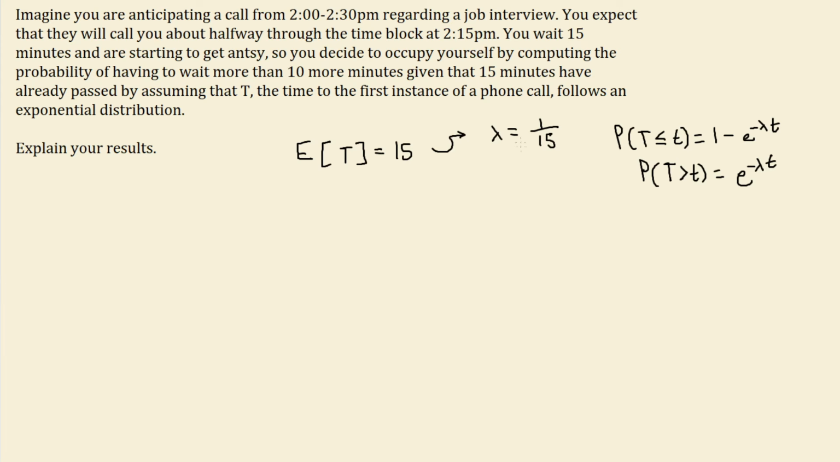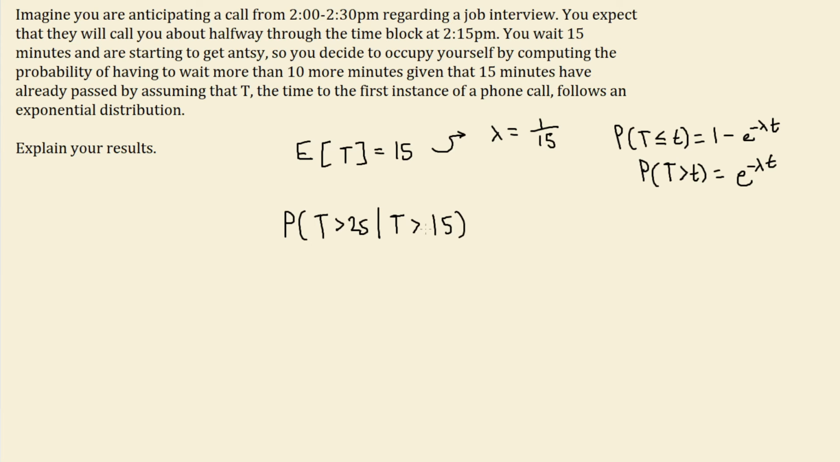And so we figured out what the rate parameter is, which means we have a probability density function to model this situation. And now we've already waited 15 minutes, and we want to compute the probability of having to wait more than 10 more minutes. And so what does that mean? That's the probability of having to wait 10 more than 15 minutes, which is 25. So that's the probability of t being greater than 25, given that t is already greater than 15.